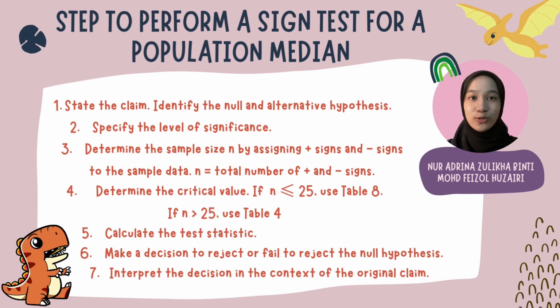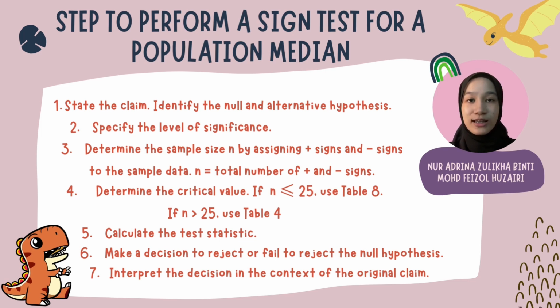There are 7 steps to perform a sign test for a population median. The first one, we need to state the claim. We need to identify the null hypothesis and alternative hypothesis. The second one, we need to specify the level of significance. Number 3, we need to determine the sample size n by assigning positive sign and negative sign to the sample data. The fourth one, we need to determine the critical value.